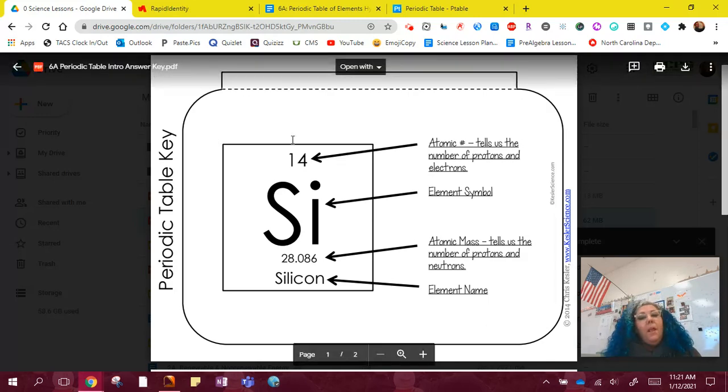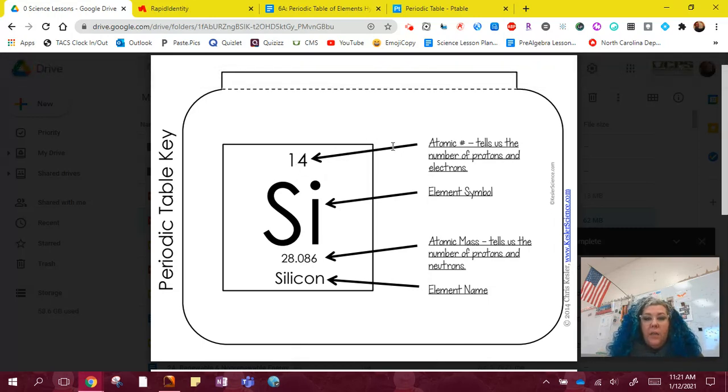So this top number is your atomic number. This is going to tell us how many protons and electrons are in it. So silicon has 14 protons and 14 electrons. This abbreviation is called the symbol or the element symbol, and the first letter is always capitalized. If there are any 2 or 3 letters afterwards, they are lowercase.